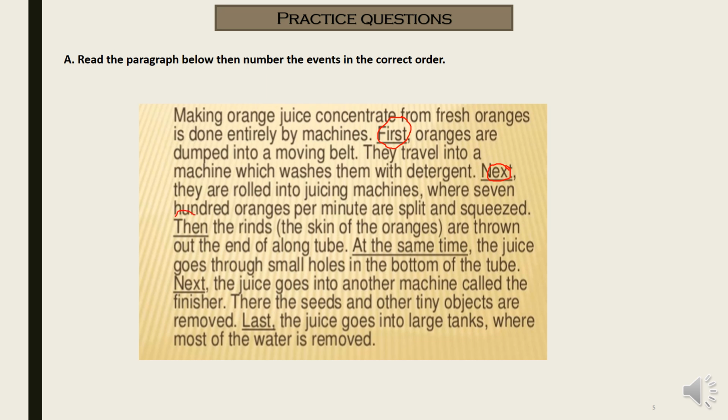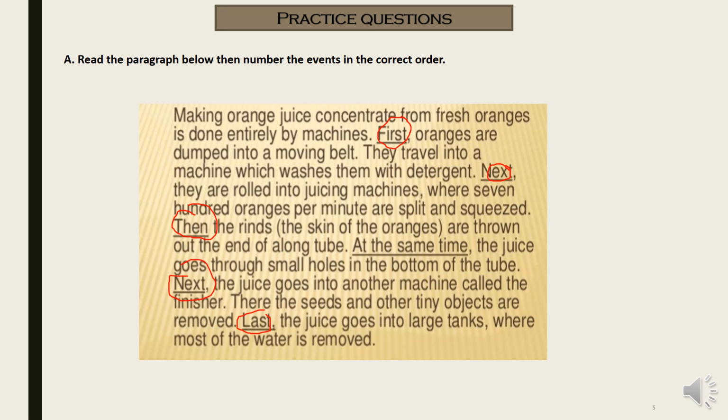Then, this is number 3. The rinds or the skin of the oranges are thrown out the end of a long tube. At the same time, the juice goes through small holes in the bottom of the tube. Next, and this is also a transition, at the same time is also a transition, the juice goes into another machine called the finisher. There, the seeds and other tiny objects are removed. Last, so this is the final step, the juice goes into large tanks where most of the water is removed.